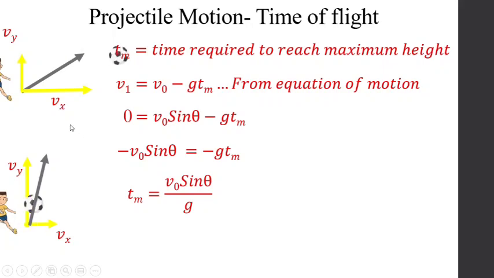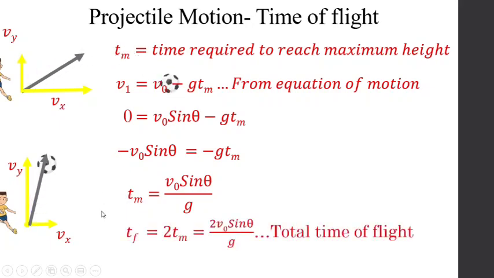The same time will be required to come down after reaching the maximum height. So the total time of the flight becomes 2tm, and this becomes 2 v0 sin theta by g. So this is the total time of the flight for projectile motion.